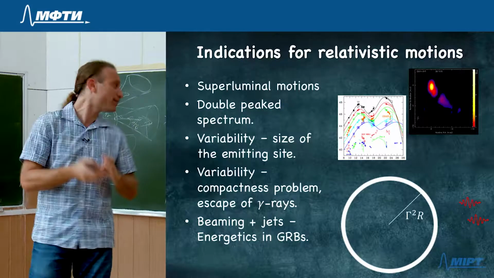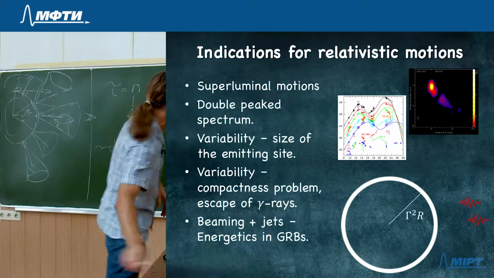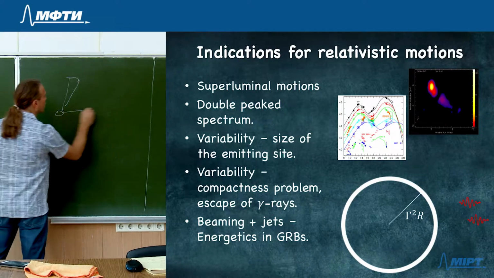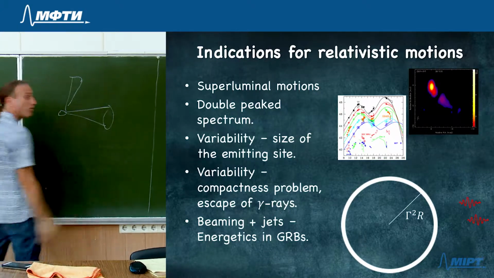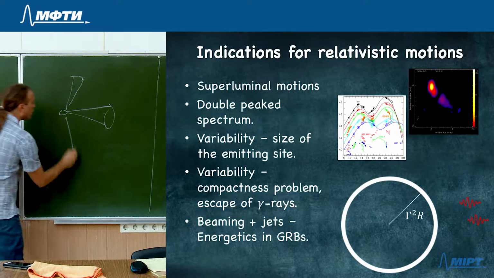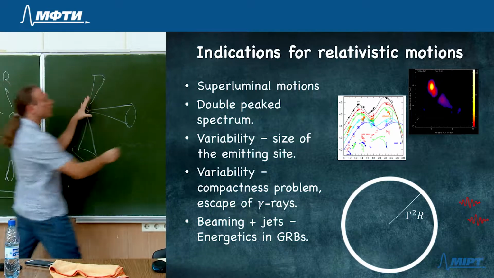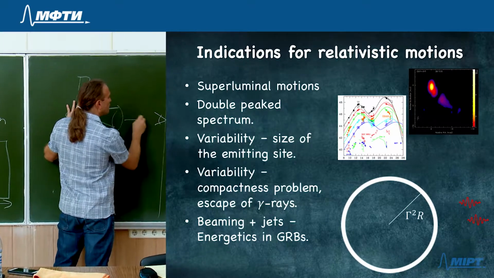However, this means that if things are emitted in a jet, I will only see a fraction of gamma ray bursts. Remember, we have relativistic beaming. So I will only see the fraction of the events that are pointing toward me.